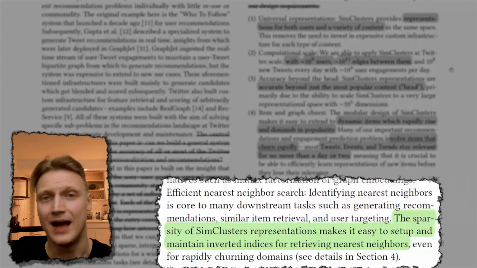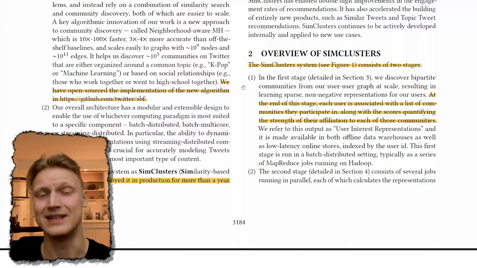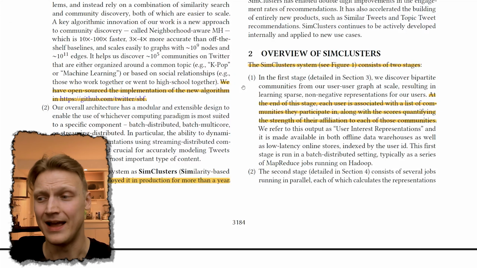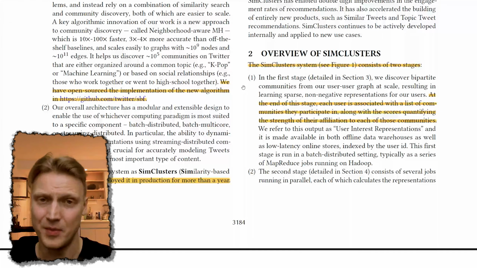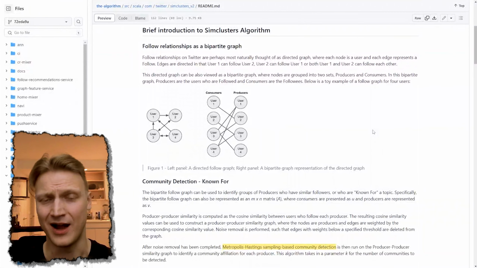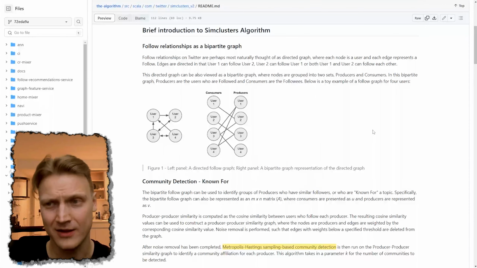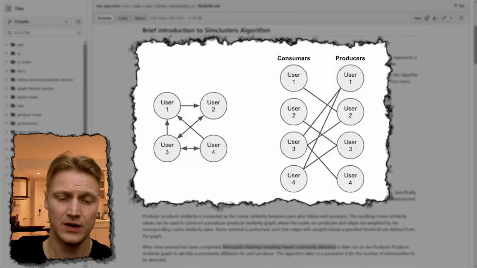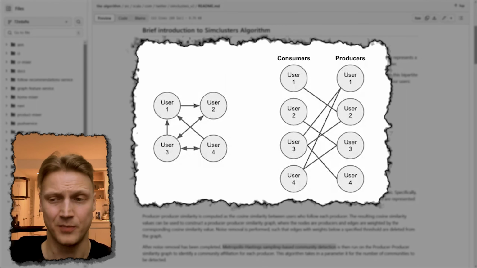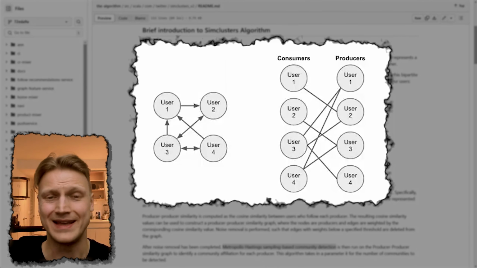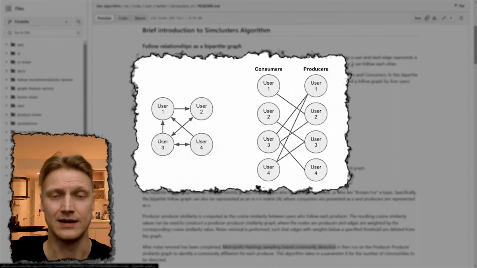Now, how do they do that? Well, essentially, it's a two-stage process consisting of community discovery and computing representation of those recommendation targets affiliated with the communities. The simplest way to understand this community discovery algorithm is just by walking through this technical documentation in the repository. The step number one is to represent in a bipartite graph both consumers and producers that translate to followers and followees correspondingly, with each user being able to be on both sides at the same time.